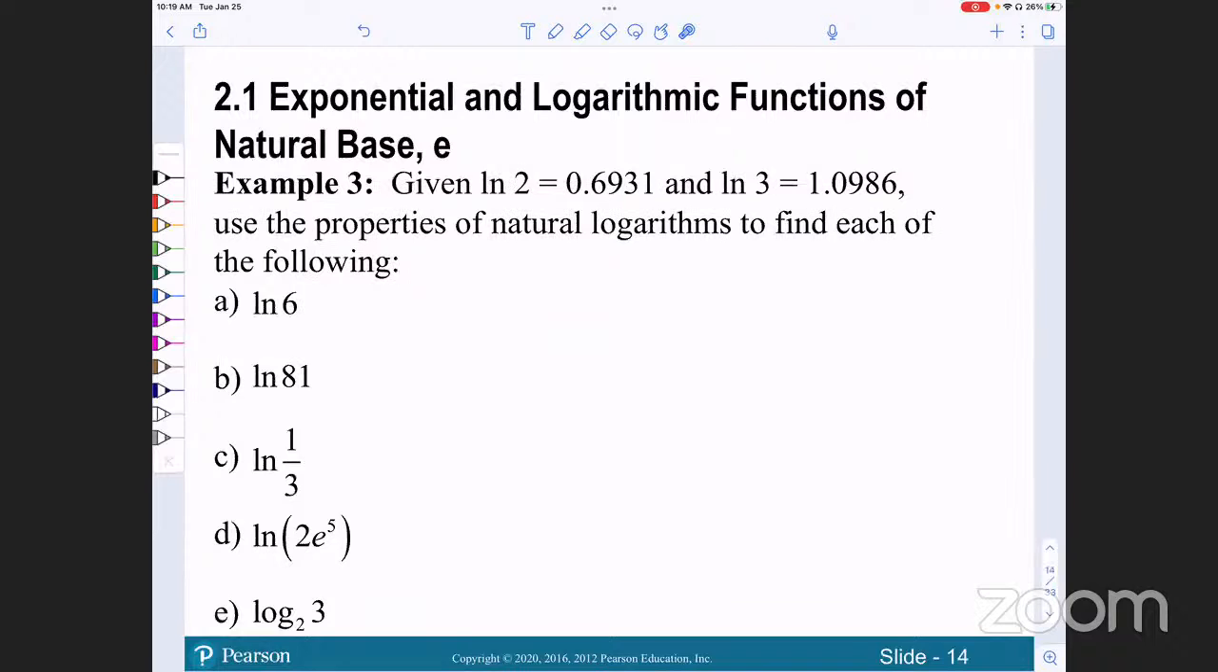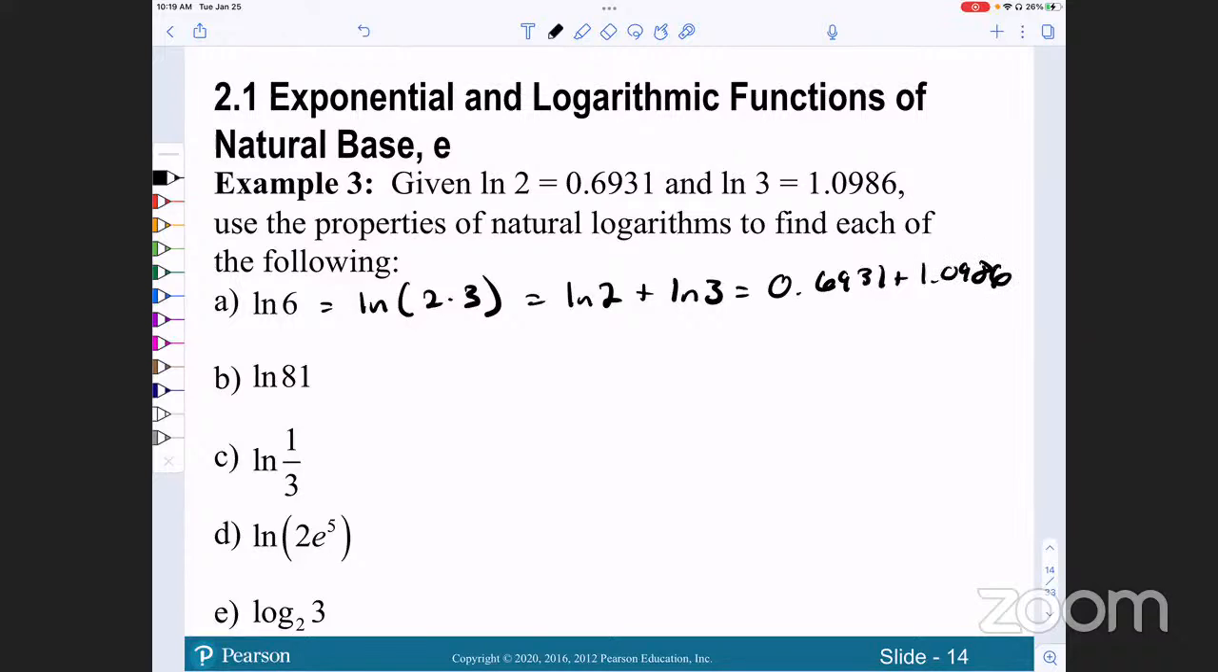So in this example, we're given that the natural log of 2 is this, and the natural log of 3 is this. Use the properties of natural logs to find each of the following, right? Okay. So for the log of 6, log of 6 is the same as the natural log of 2 times 3, right? But we just said that the log of a product is the same as the sum of the logs. So this is the same as the natural log of 2 plus the natural log of 3. So then that's going to be 0.6931 plus 1.0986. We get those together.